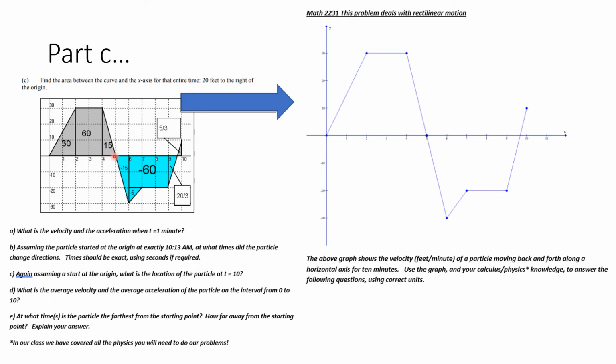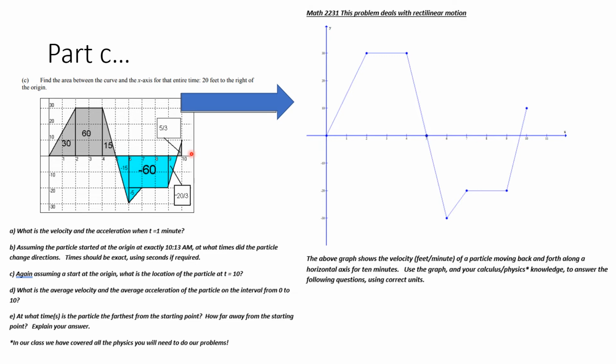But now what is happening? You're changing direction, so you're going the other way back. So the area of this triangle is 15, but it is a negative 15. This is a negative 5, this is negative 60, and this is negative 20 over 3. And then you're going in the positive direction again, and that area is going to be 5 over 3. These are the areas of the curve.